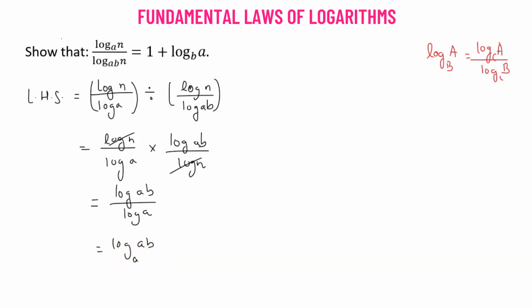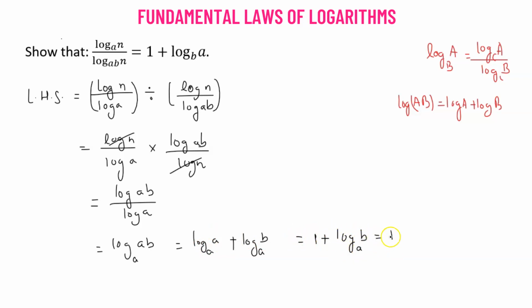Now we'll use the property that if we have log of a times b, this is the same as log of a plus log of b. So we can expand this to get log of a with the base of a plus log of b with the base of a. And we know that log of a with the base of a, by definition, is 1. So this gives us 1 plus log of b with the base of a, which is the right hand side. Hence proved.